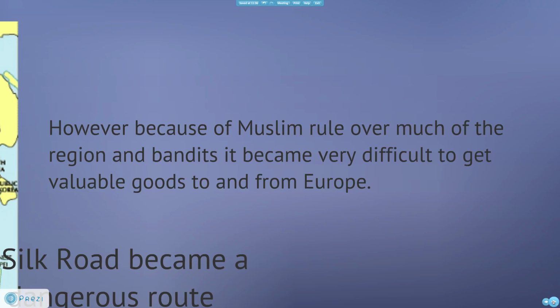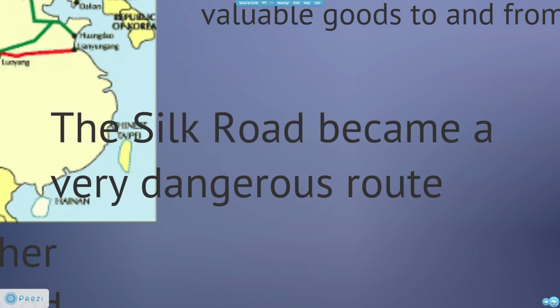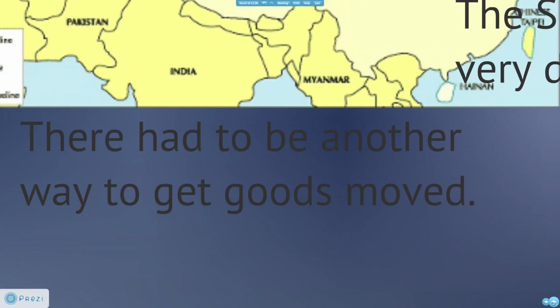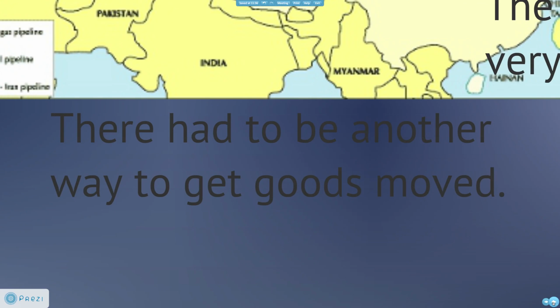Because of the Muslim rule in the area, and because of bandits, it became very difficult to get these goods to and from Europe. And the Silk Road became a very dangerous route to take. So there had to be another way. It became very, very expensive for people to move goods from Europe to the east this way.